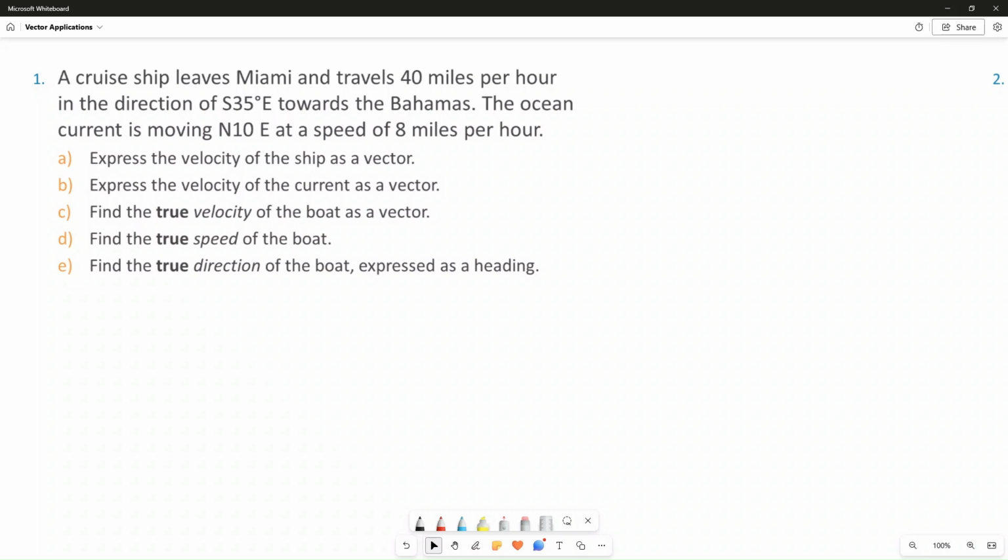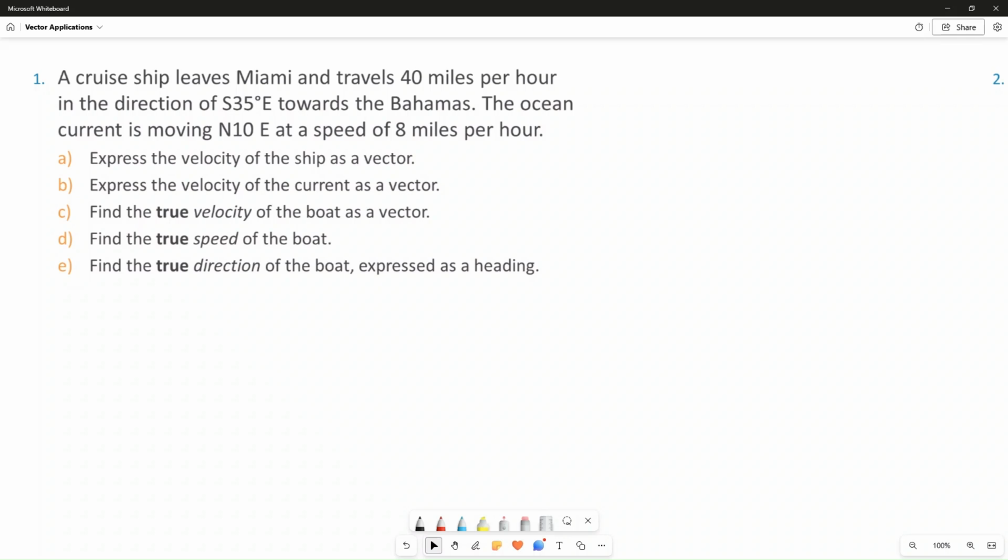Our goal is to figure out the velocity of the ship, because the water is going to affect the direction of the ship. To do that, we want to first express the velocity of the ship and the velocity of the ocean current as vectors, and then we can combine those two vectors together to figure out what the true velocity of the ship is going to be. So that's the velocity of the ship combined with the velocity of the ocean current. So let's start by looking at the velocity of the ship.